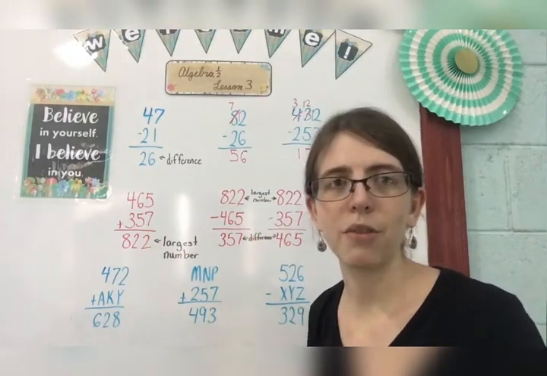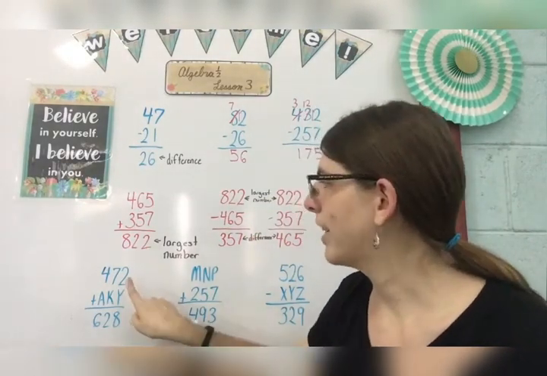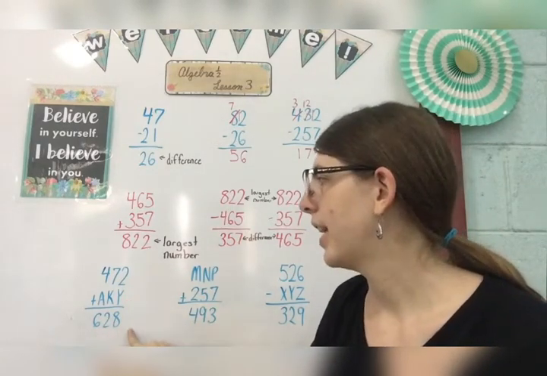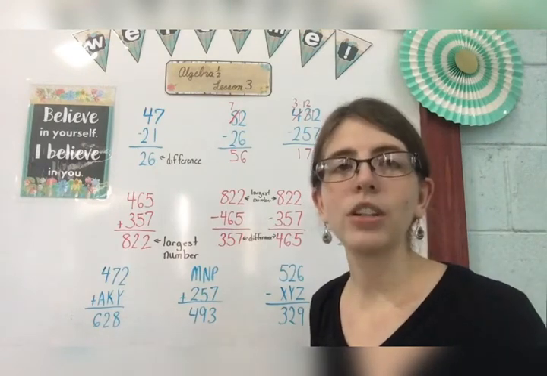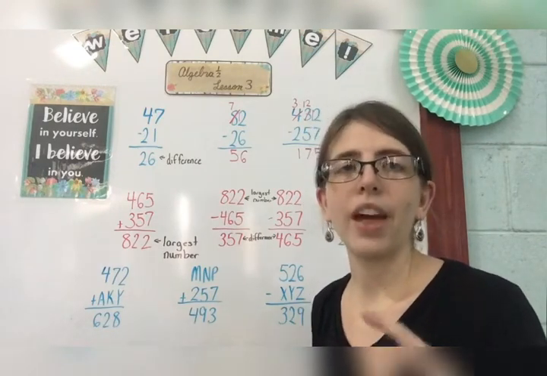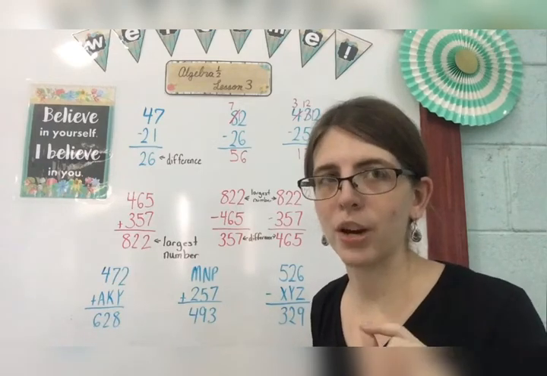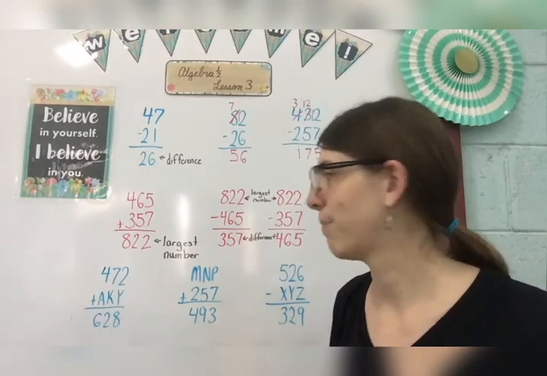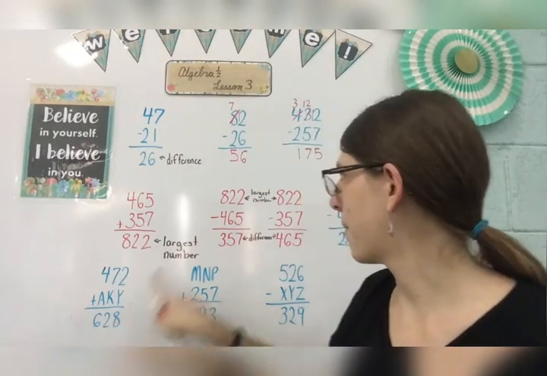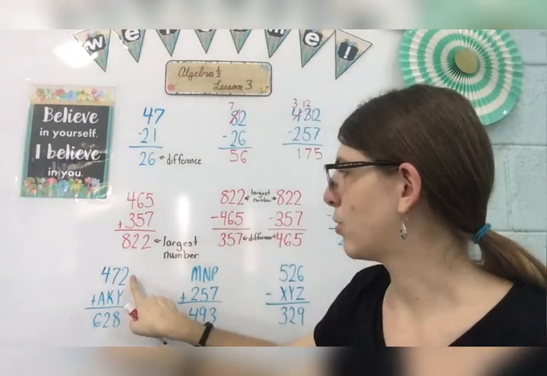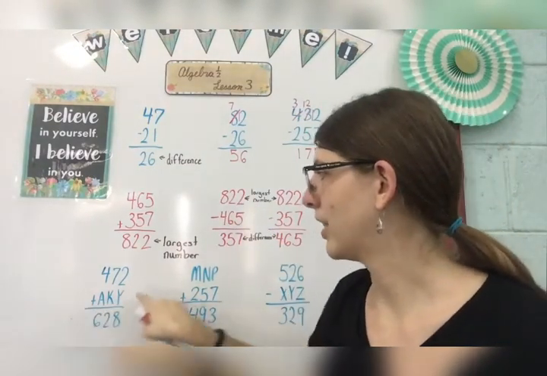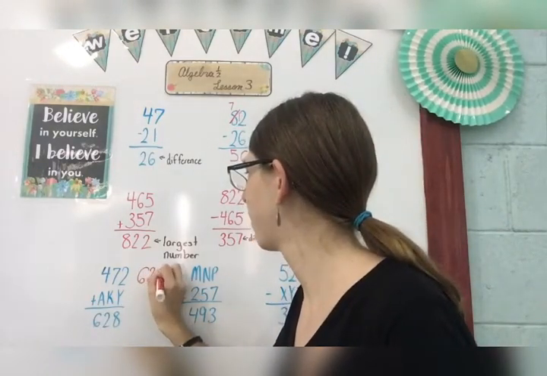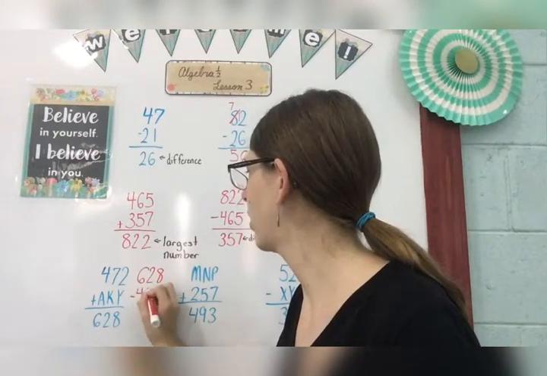I can use this information to solve for patterns. So let's look down here. This one says 472 plus a missing number equals 628. I want to know what my missing number is. Well, I know that addition and subtraction are inverse operations. So I can undo this addition using subtraction. I know that if I put this largest number here on the top and I subtract this number, my answer is going to be this number here that's missing. So I put 628 on top. I subtract 472.